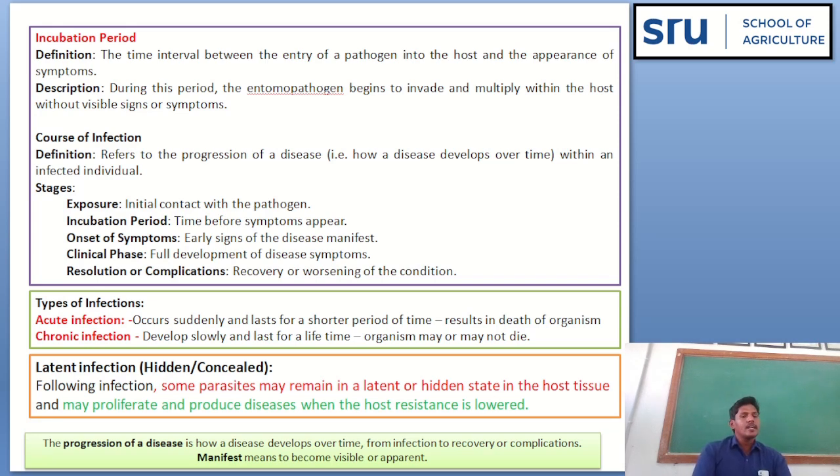Then what is latent infection, or hidden or concealed infection? Following infection, some parasites may remain in a latent or hidden state in the host tissues and may proliferate and produce disease when the host resistance is lowered. Such infection is known as latent infection. Right? When the resistance power of the host is high, they are hidden or inactive. When the resistance power of the host decreases, they proliferate and show their reaction. Such infection is known as latent infection.